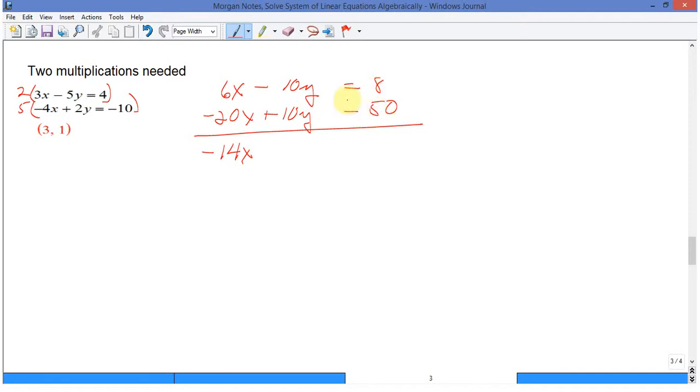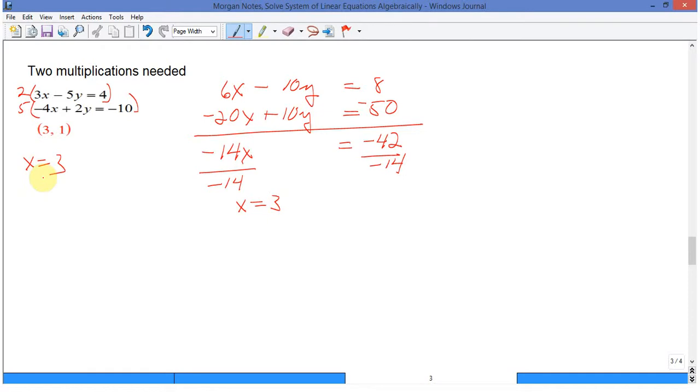Wait a second here. That looks better. Negative 50 plus 8 would be equal to negative 42. So if I divide both sides by negative 14, I'm going to get x is equal to 3.